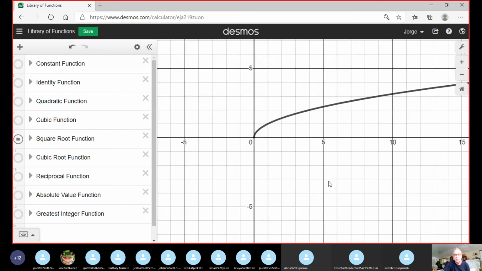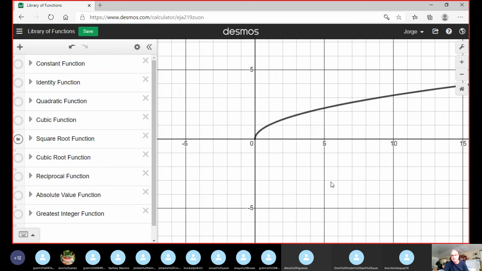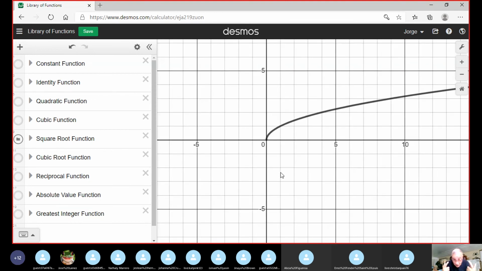Now, a square root function is classical. We have only one branch because the domain is only positive and 0, including non-negative. So it's 0 because the square root of 0 is 0. The positive numbers have a square root, but the negative numbers, no. It's imaginary, and imaginary you don't see in this plane. You see it in another, complex plane.